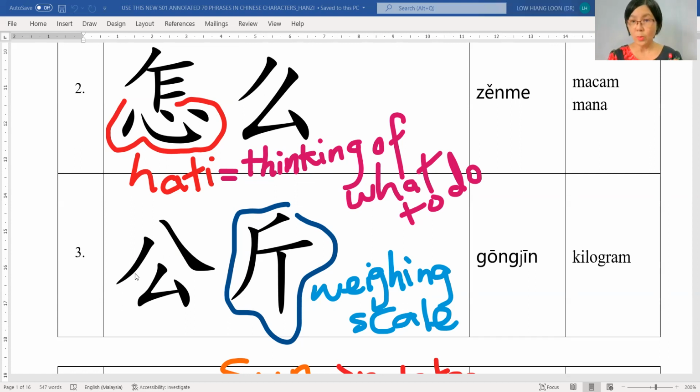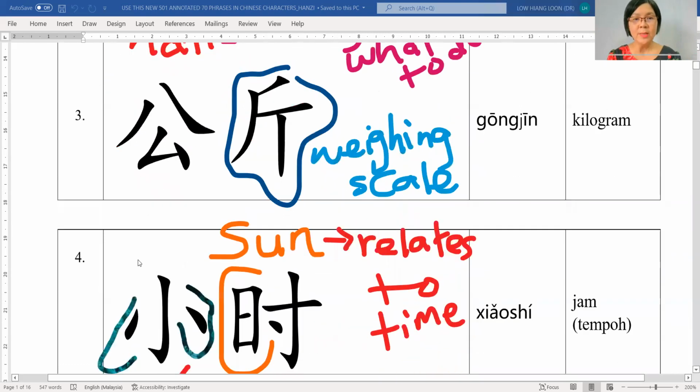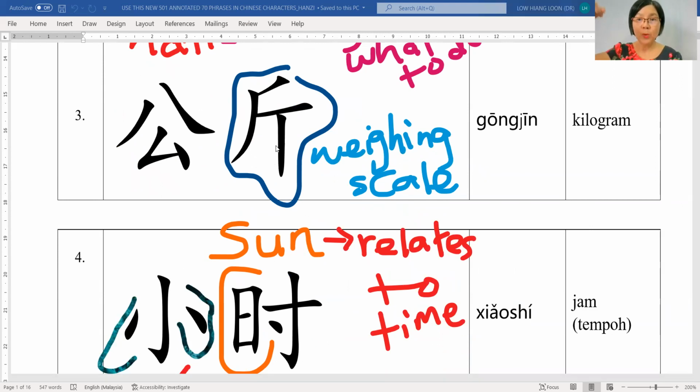Come to the next. 公斤. 公斤 is a kilogram. So you are weighing something and you get the findings. How much? What is the weight? So you have to imagine in the olden days, there is no electronic weighing machine. People will all use the manual one. So the one that Laoshi circled in blue looks like the manual weighing scale. So you go and weigh how heavy it is. Looking at the weighing scale, you should remember this is 公斤.